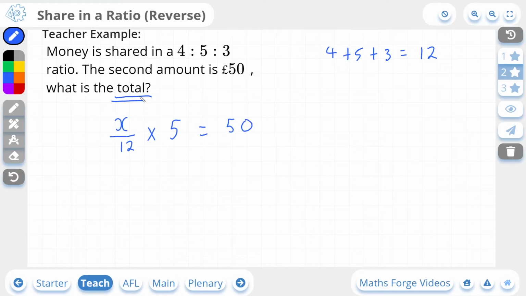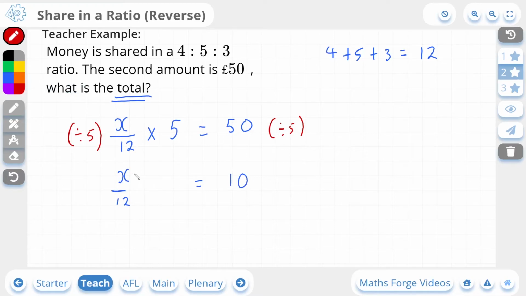Now here they're asking for the total amount, and don't forget, we've said that x is our total amount. So this just becomes a matter of solving this equation for x to find the total amount. We have a times by 5 here, so the first thing I'm going to do is divide by 5 on both sides. This now gives us x over 12, which is equal to 50 divided by 5, which is 10.